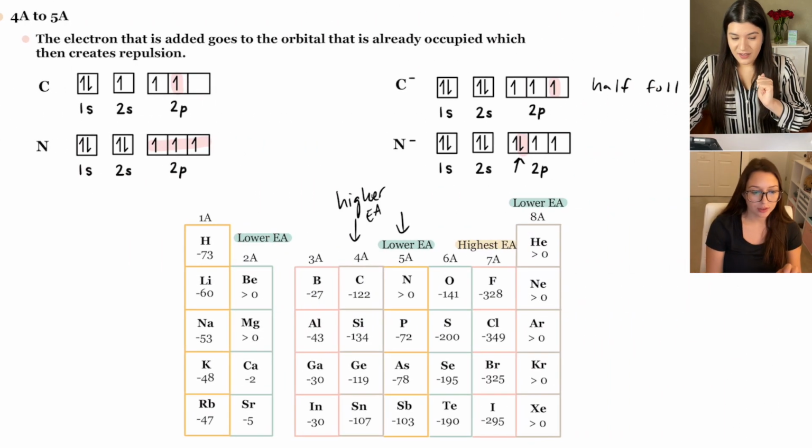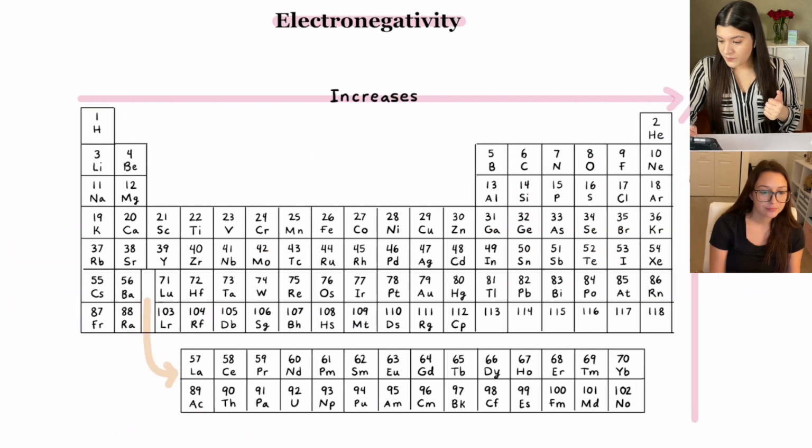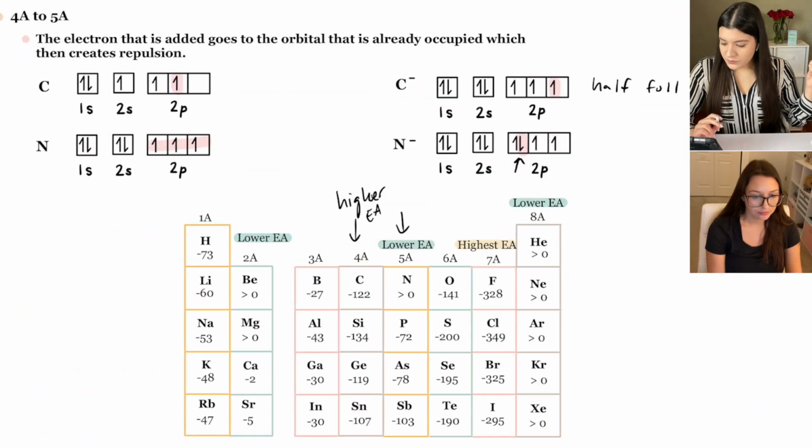And is it only when we're comparing like 2 again? Yes. So 4A to 5A and 1A to 2A. Got it. Okay. Cool.